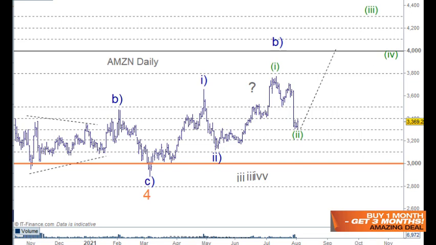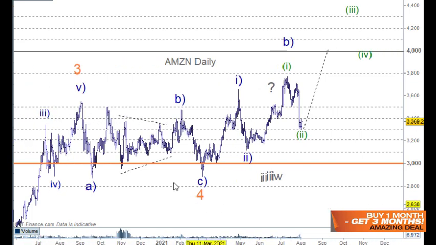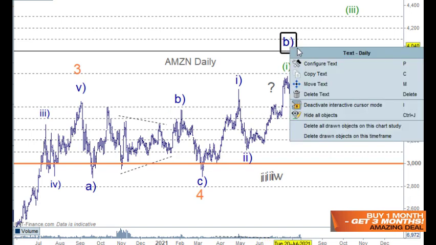So starting with Amazon here. Now I've got this as wave 3 and ABC for wave 4. I'm happy with that, and I'm happy with wave 1 here and 2 here. I'm just a little bit confused about this one here. I know I've got 5 waves here and I can call it wave 1 and 2. I've also put a B wave up here just in case this whole correction gets larger, but I don't think that's the case. I'm just going to grey that out.